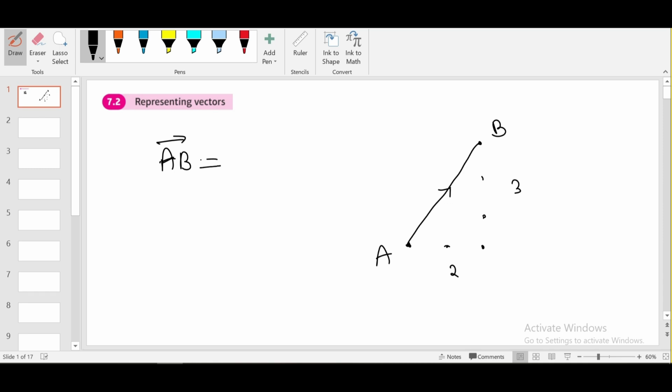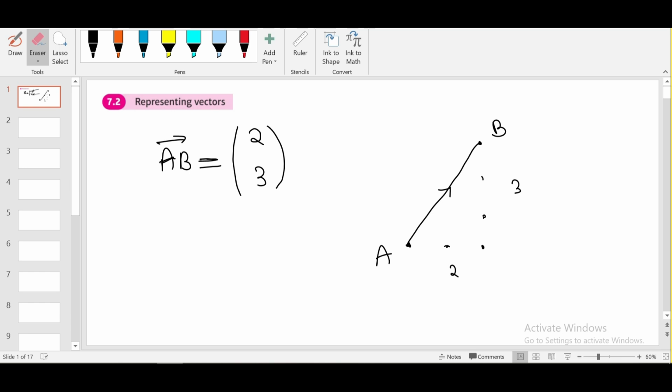using the column matrix. Actually, what is a column matrix? Just put a long bracket, write the x component here, the horizontal one is the x component, and the y component below. Okay, that's one column vector, AB. This is how you remember: always put the x component first and the y component below. That's how you mention the vector.